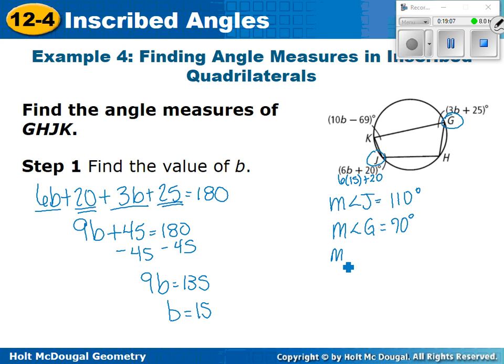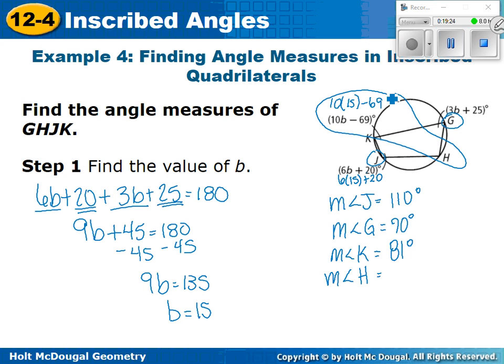K, we can plug in that 15. So what is 10 times 15 minus 69? 81 degrees. And then how did you find H? Same idea as what we did to find G. If this angle and this angle have to add to be 180, 180 minus 81 is 99 degrees.